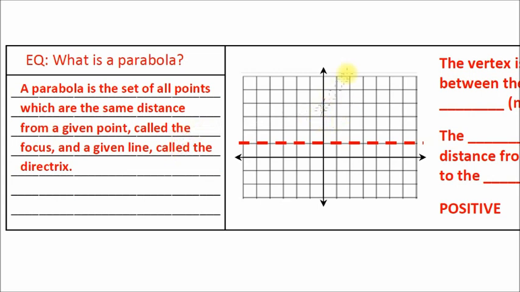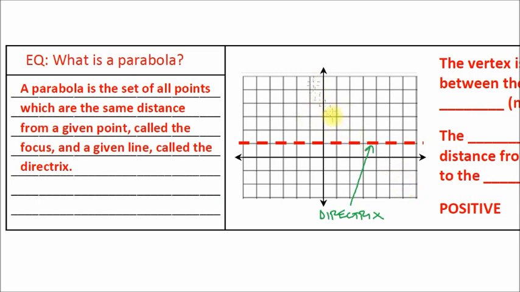So take a look at our graph right here. Let's work with this. I've taken the liberty of already drawing a dashed line right above the x-axis. So go ahead and use a straight edge, if you would, class, and draw a dashed line right here where y equals 1. So it's just above the x-axis. And let's label that. This is what we call our directrix.